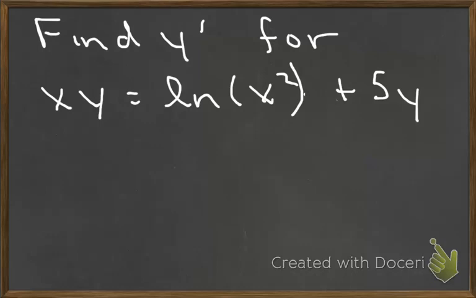Okay, I want to have a look at practicing some of these implicit differentiation problems. So in this problem we're asked to find y prime for xy equals the natural log of x squared plus y. And so what we just need to remember here is that since we're finding y prime, that's the indicator that y is a dependent variable, and every time I take a derivative of a y, I need to also get a y prime term.